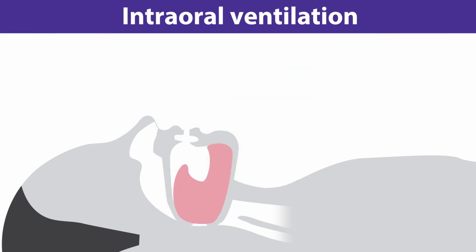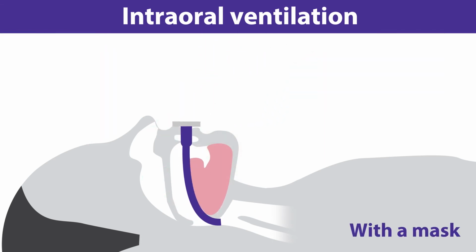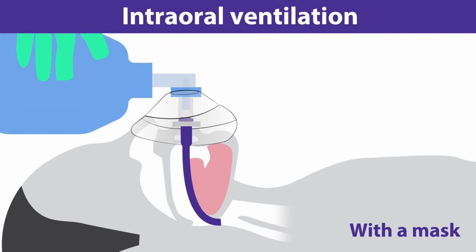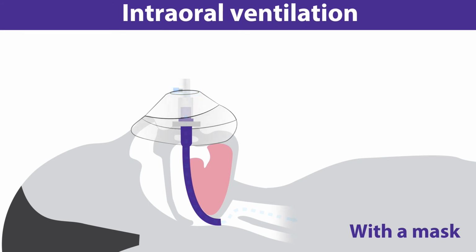To provide IOV with a mask, align the MEA midline with MEA connector. Attach straight connector, not included, to MEA connector. Place straight connector through the mask's hole. Couple to manual resuscitator or anesthesia circuit. Provide positive pressure manual ventilation.